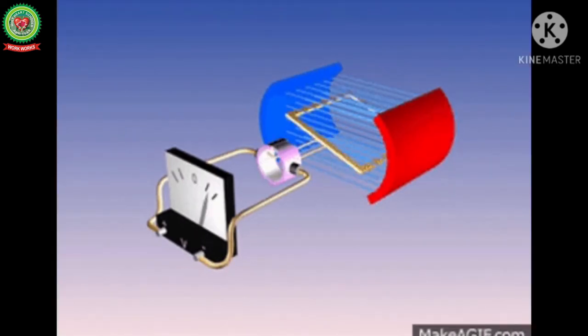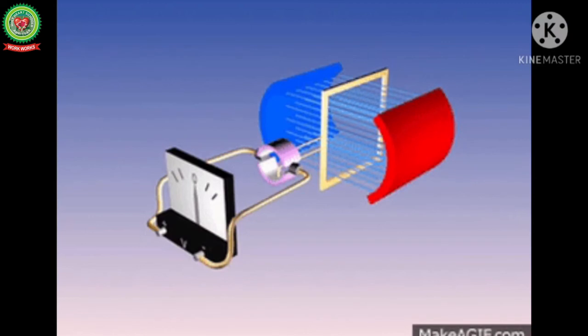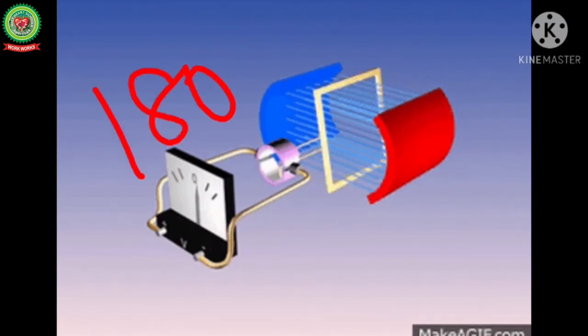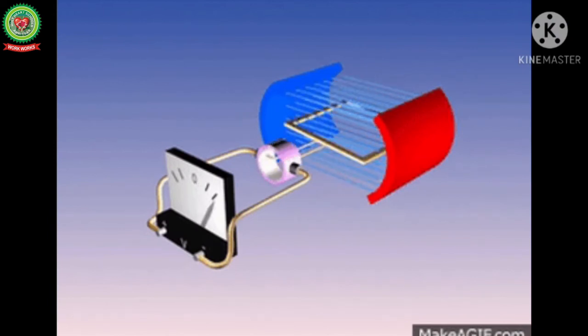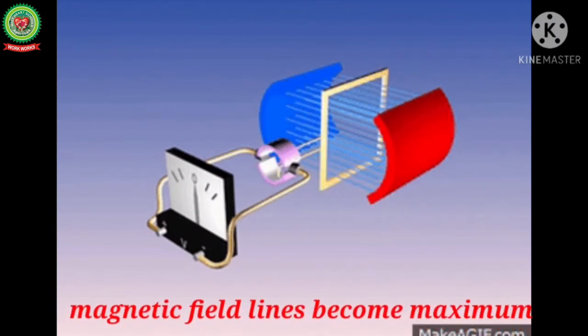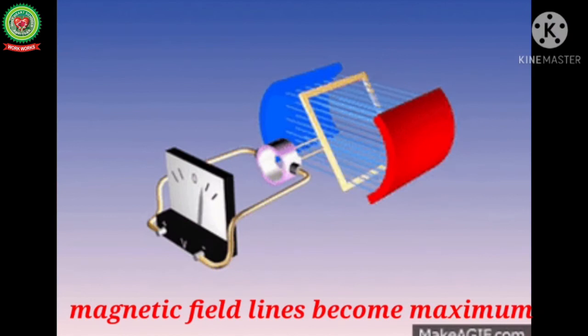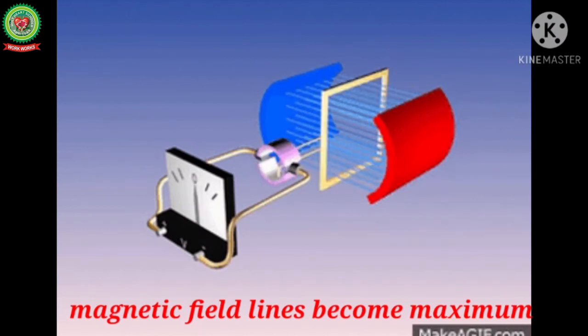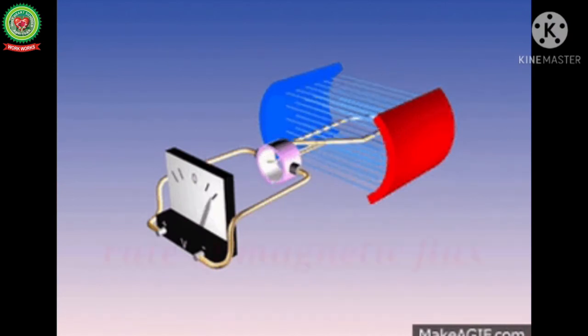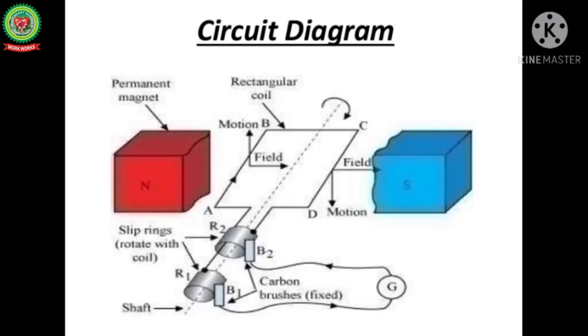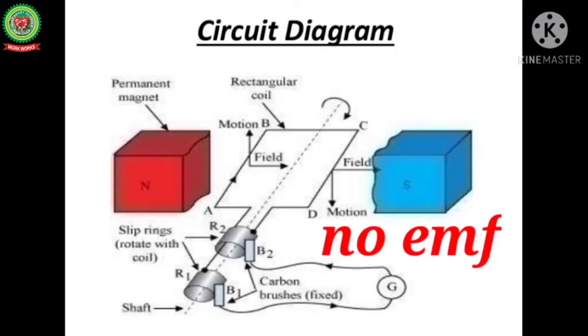Now, on further rotation of the coil to 180 degrees, the plane of the coil again becomes normal to the magnetic field. And as the magnetic field lines passing through the coil become maximum, at this position the rate of change of magnetic flux is zero, hence no EMF is induced in the coil.